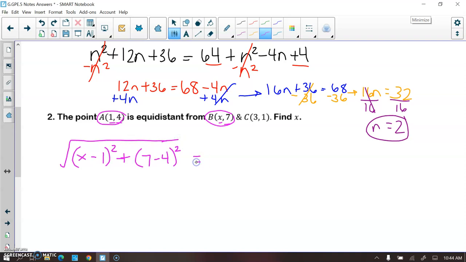That distance should be equal to the distance from A to C. So using that distance formula, x2 minus x1 squared plus y2 minus y1 squared.